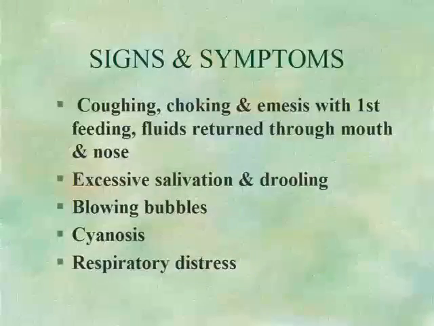What are some of those first signs and symptoms that we may notice with a child who has esophageal atresia or a tracheoesophageal fistula, sometimes abbreviated TEF? We'll see a lot of coughing and choking and emesis with their first feedings, lots of fluids coming through the nose and mouth.